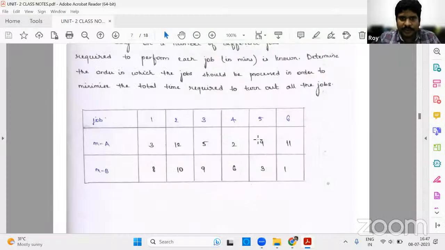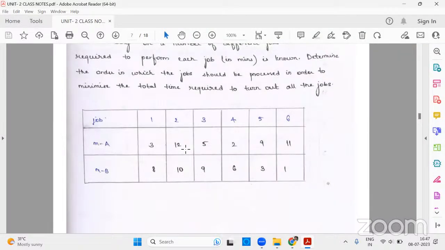Total 6 jobs. We have to arrange the 6 jobs in sequence. And we have 2 machines. Among the 2 machines and 6 jobs, for each job there are some times they have given, right? Now I can share. Is the screen visible now? Yes, sir. Right, now see this.